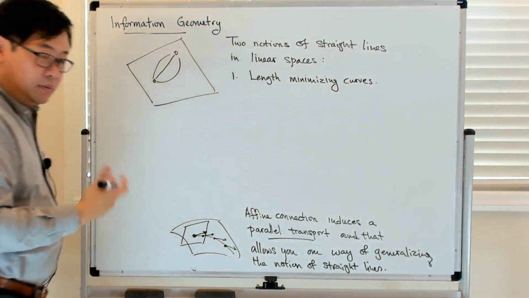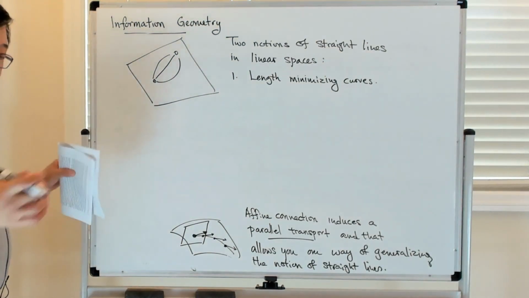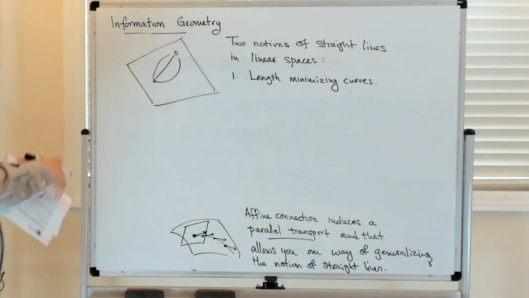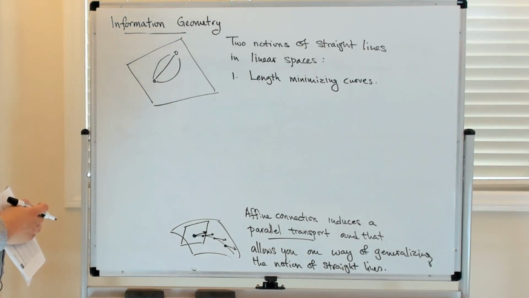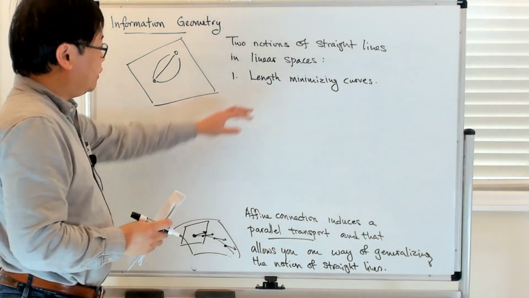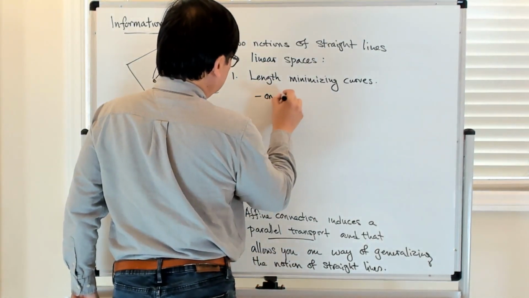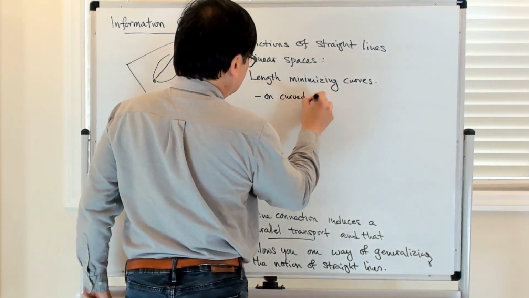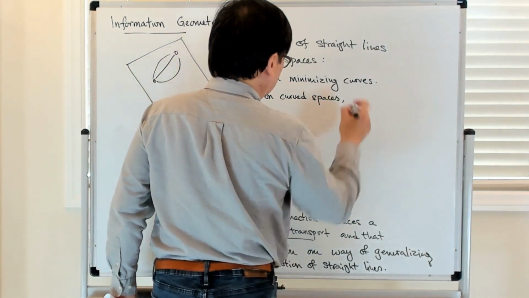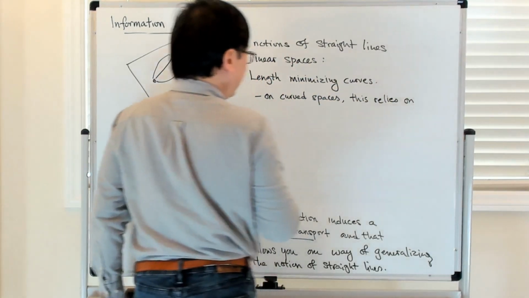As you might expect from our discussion earlier, if you want to adopt this generalization of straight lines to curved spaces as length-minimizing curves, then the notion of the metric, which we briefly mentioned, is the relevant concept here. So on curved spaces, this relies on the notion of a metric.